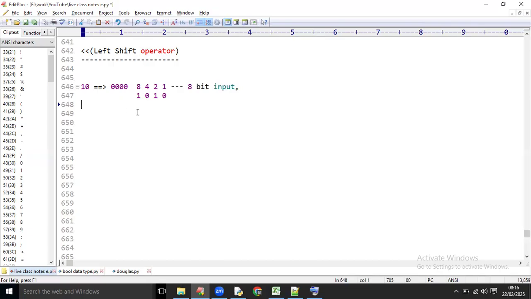Now if you want to do a left shift operation on this, it will shift the values from right to left. Suppose we have to shift two positions, then how will it be represented? Here we will add some more zeros to the 10. Then see the output.